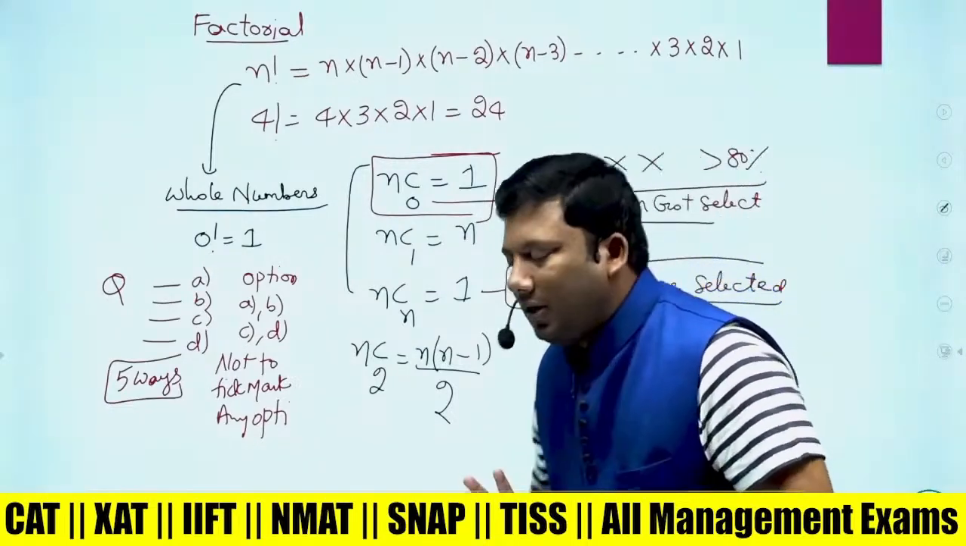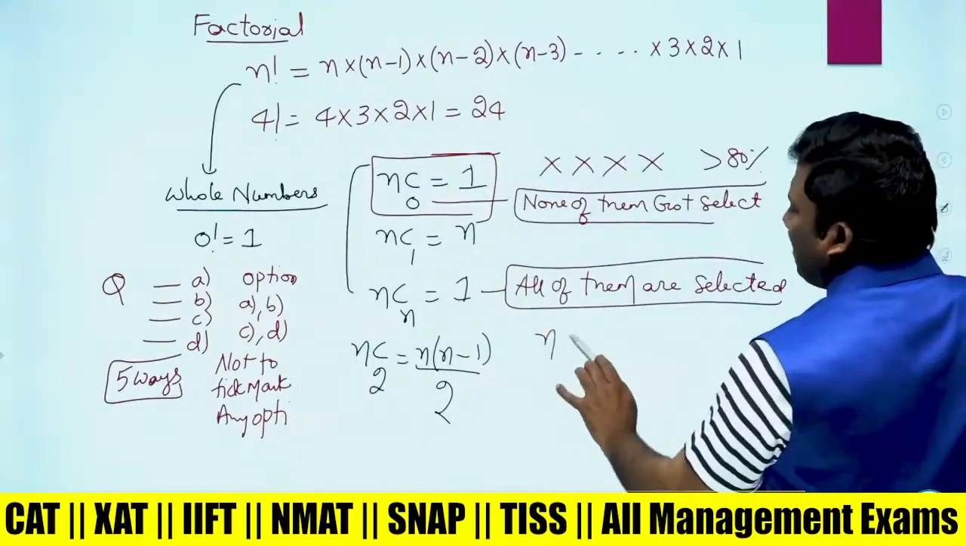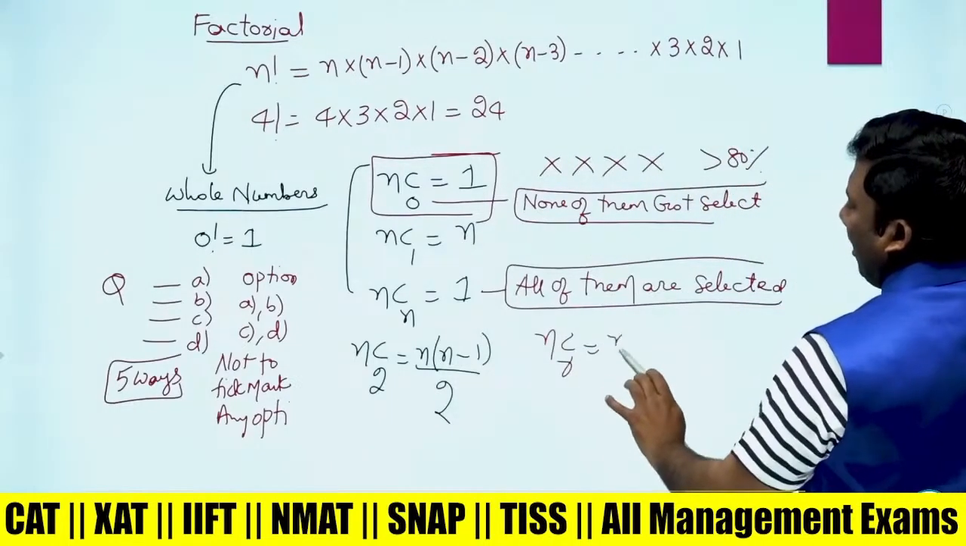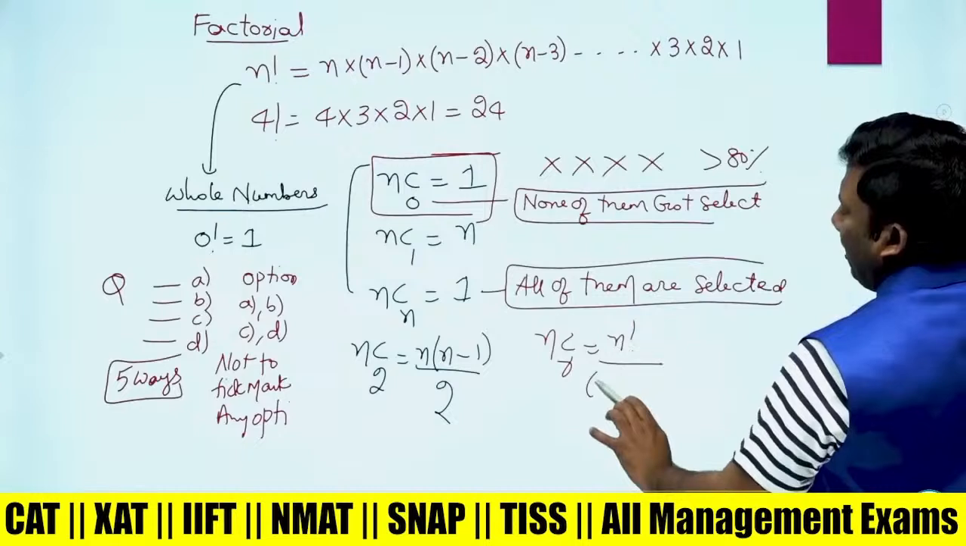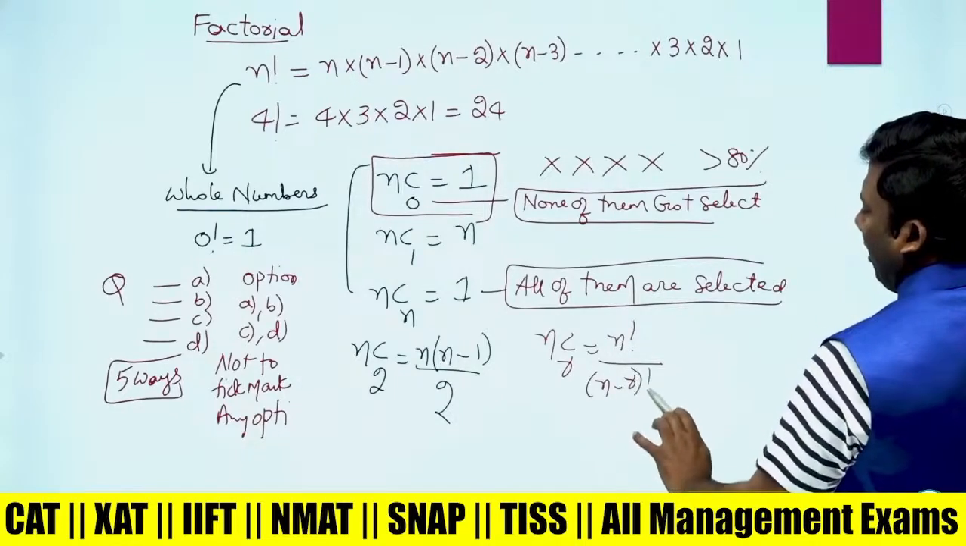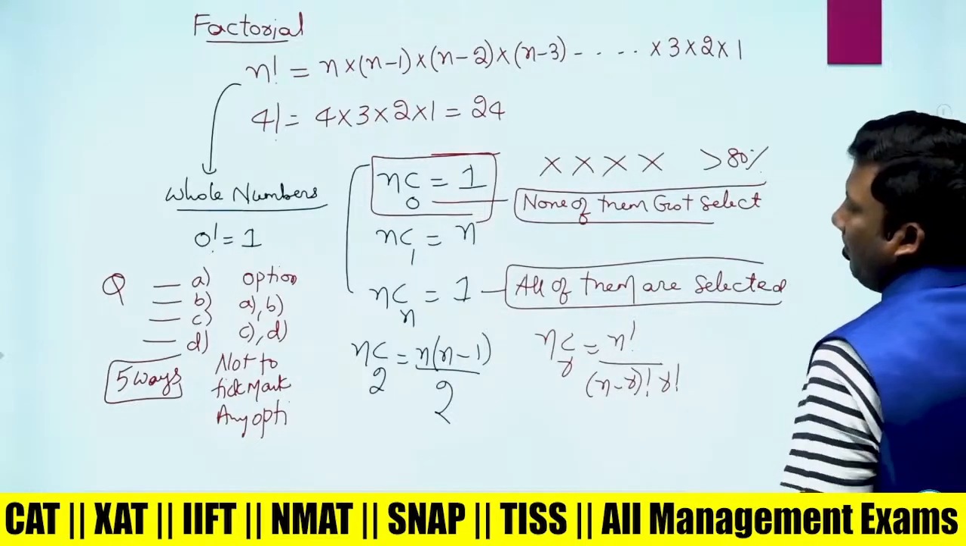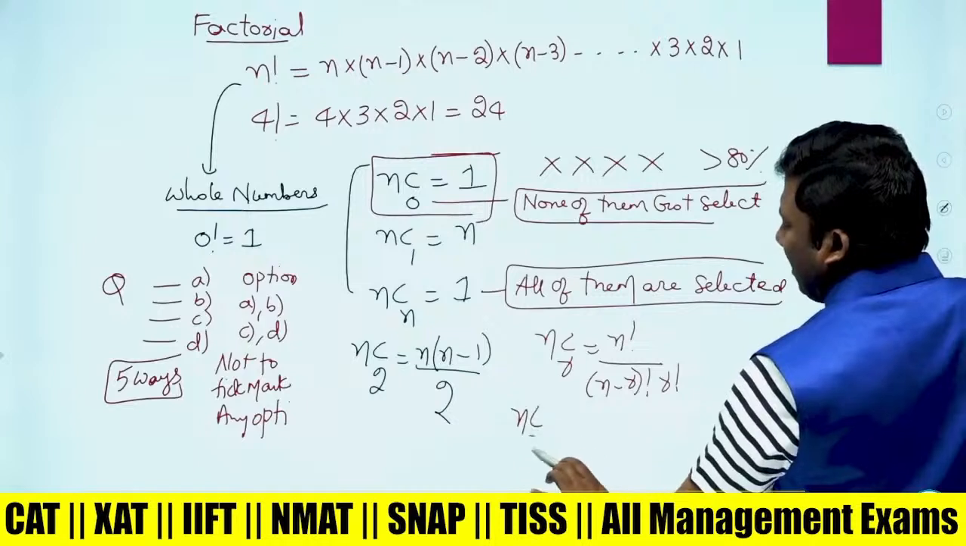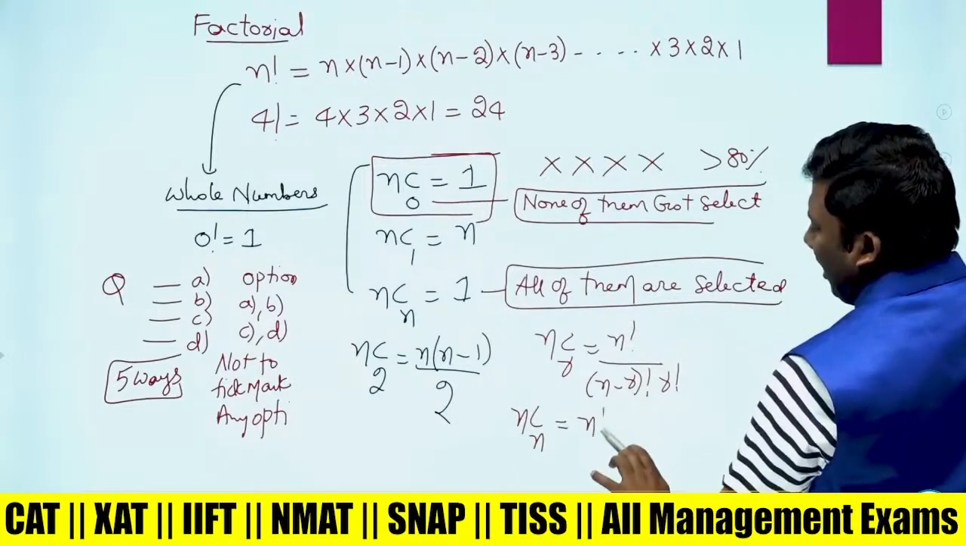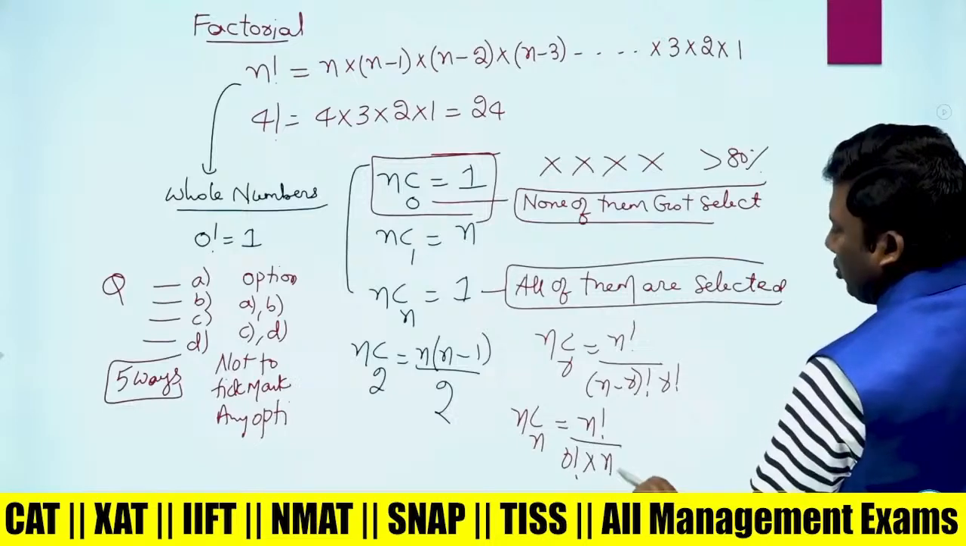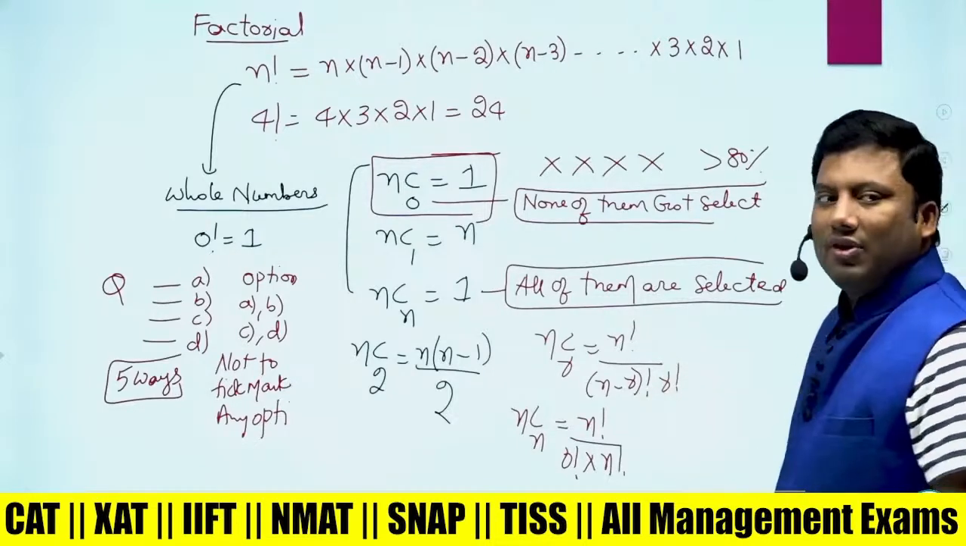Are you all with me? Suppose I take the definition of NCR: n factorial divided by n minus r factorial into r factorial. Suppose I take NCN, it is n factorial divided by n minus n factorial into n factorial. Are you all with me?